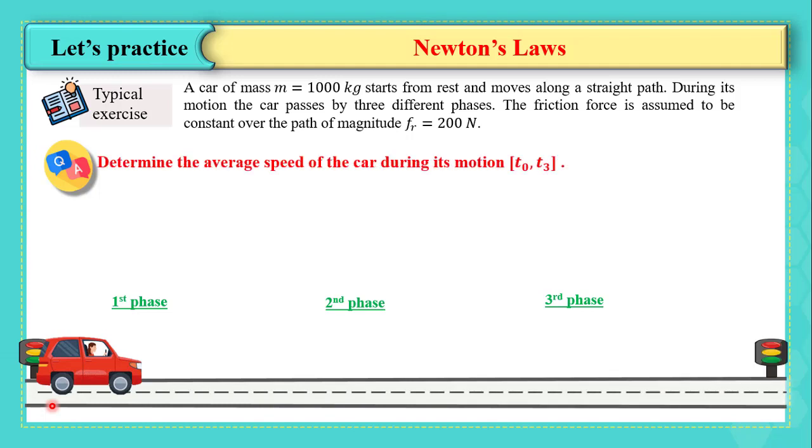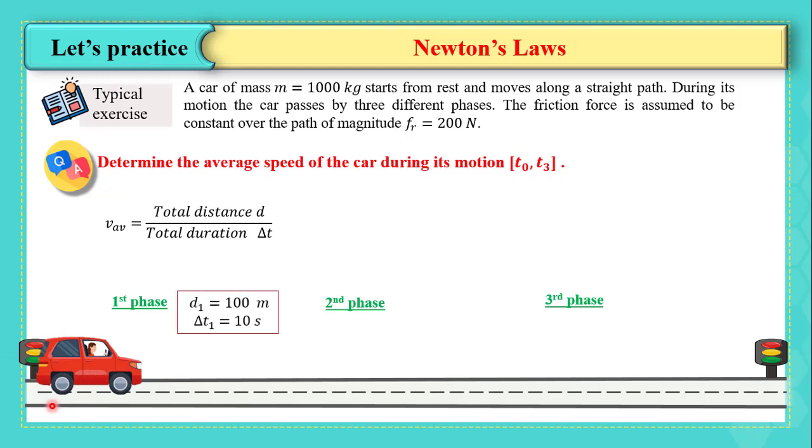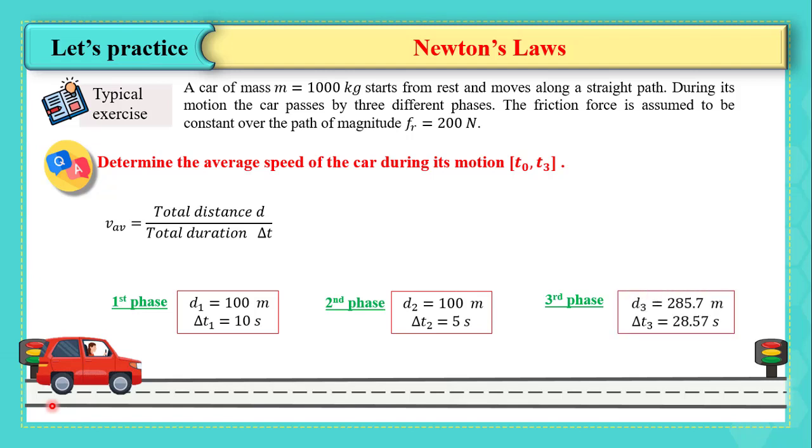Now finally we are asked to determine the average speed of the car during its entire motion. The average speed is calculated by dividing the total distance traveled in the entire motion by the total duration of time. In the first phase, the car covers 100 meters in 10 seconds. In the second phase, the car covers 100 meters in 5 seconds. And in the third phase, the car covers 285.7 meters in 28.57 seconds.